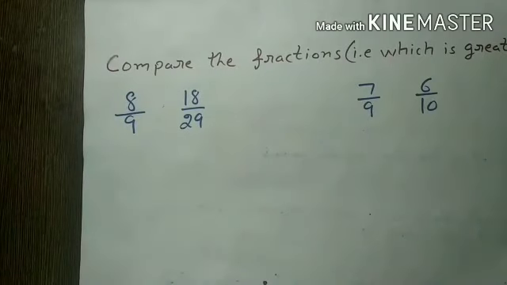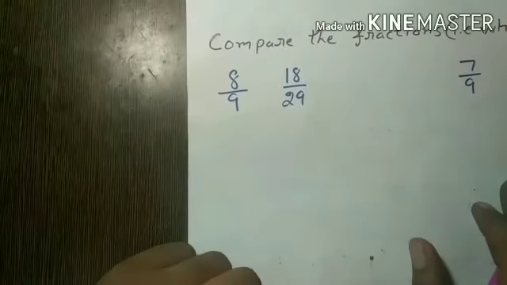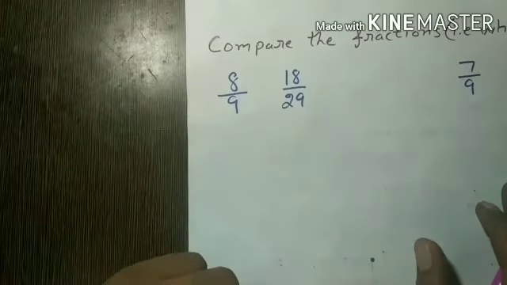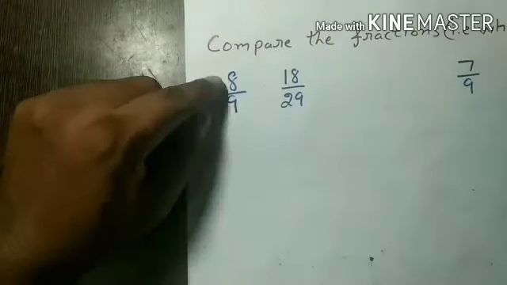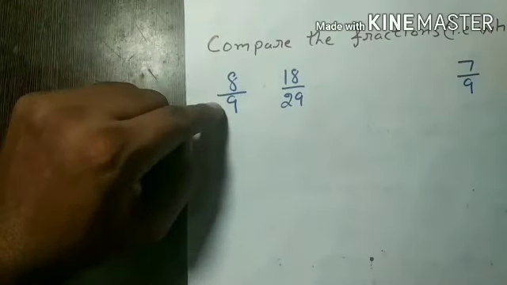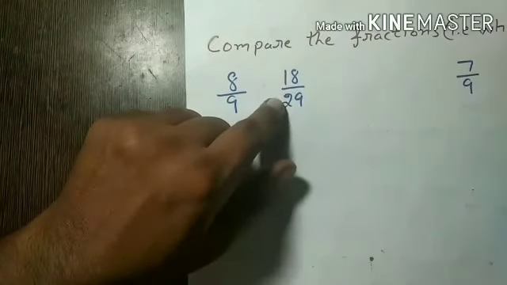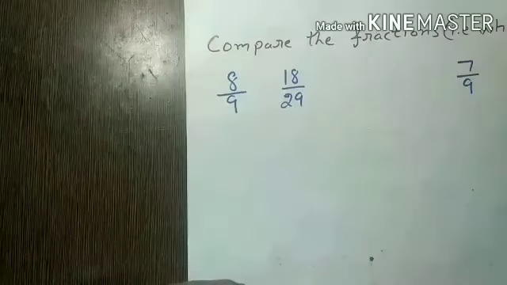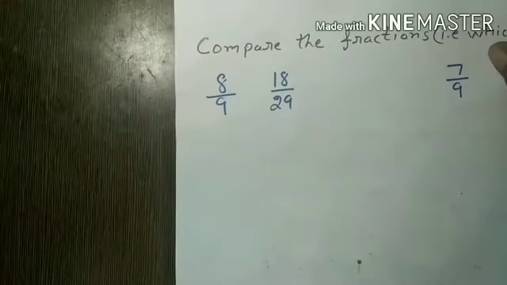Now student, our next question is compare the fractions. Which is greater? Here two fractions are given. The simple method to decide which fraction is greater: in the case of 8 by 9 and 18 by 29, you subtract 8 from 9. What is the difference? 8 and 9, that is 1. And what is the difference here? 11. Okay. So where the difference is less, that is greater. Okay student, this is the hint, but I will adopt the detailed method.